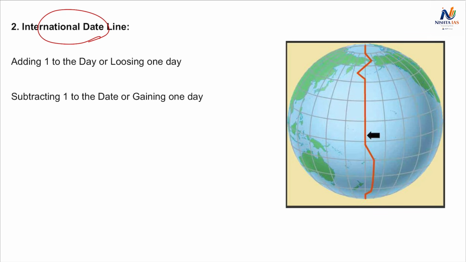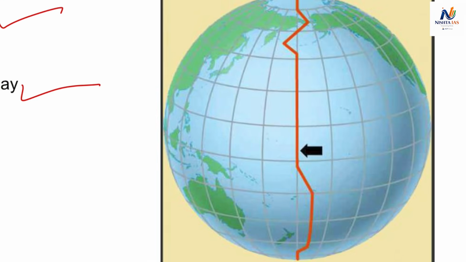So friends, when we speak about losing or gaining the day, we should also think about adding and subtracting the date. In some books they have given adding and subtracting the date, and in some books they have given losing and gaining the day. We will see how both things are the same, and how the gaining and losing of the day happens. Say for example, here we have the international date line.